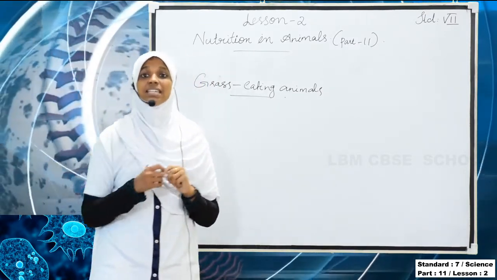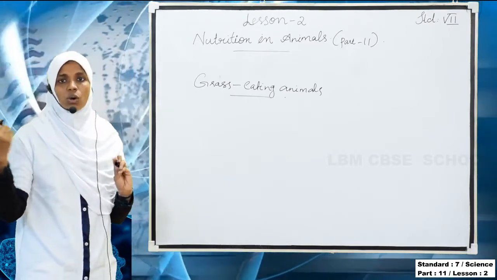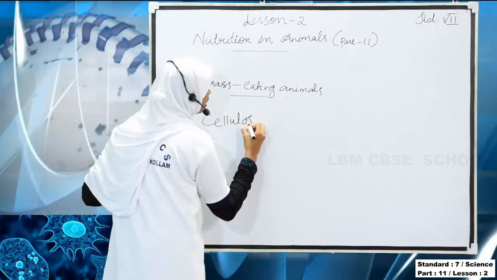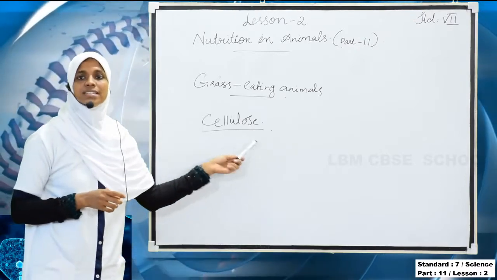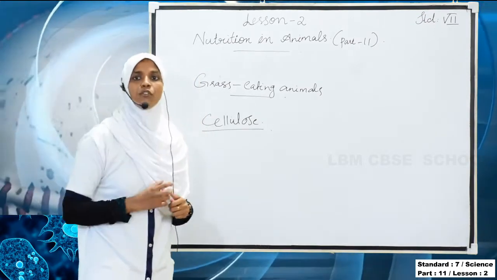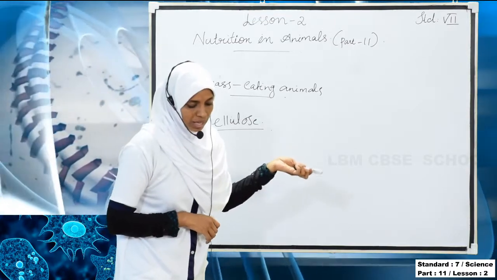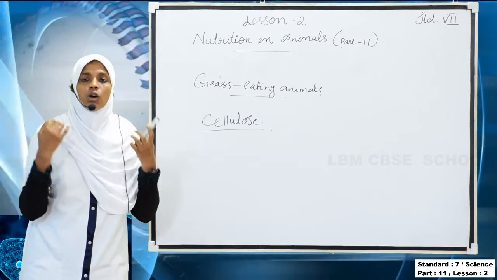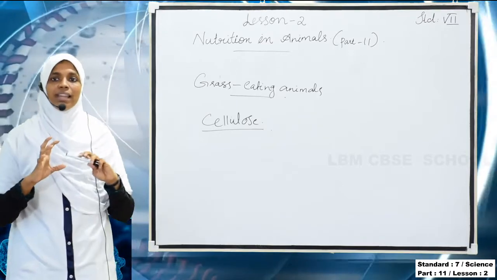Now about grass. We know that grass is rich in cellulose. The grass, the food of the cow or the buffalo, is rich in a new term, cellulose. Don't forget that word. Cellulose is a type of carbohydrate, and many animals, including humans, cannot digest cellulose.